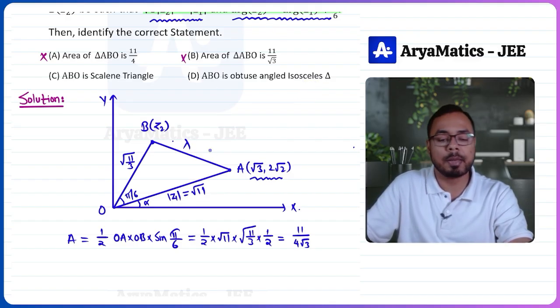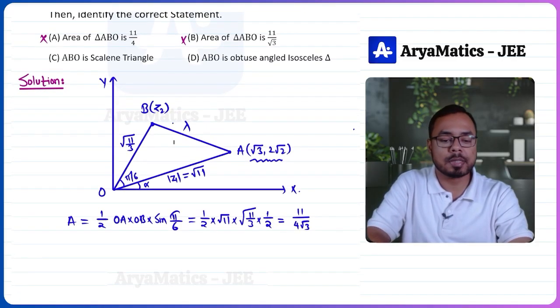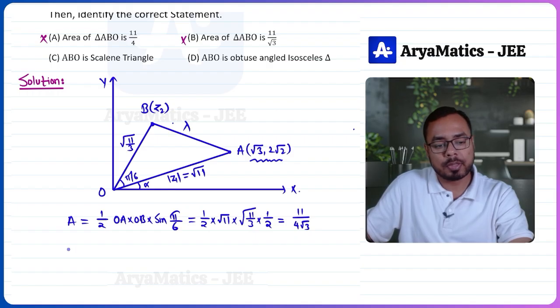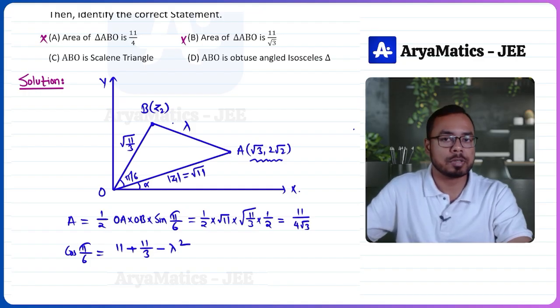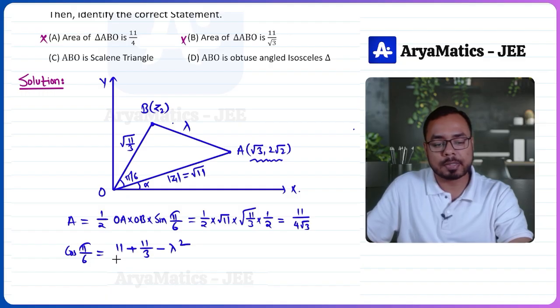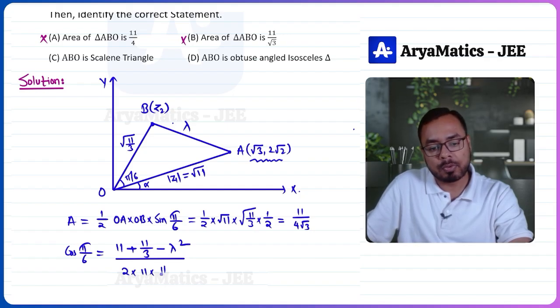So let us say this third side AB is lambda. Now in order to find this third side, we can use cosine formula. So that means cos of pi by 6, right? Cos of this angle will be OA square plus OB square minus AB square, and that divided by twice of OA into OB. OA square means 11, OB square means 11 by 3, and then minus lambda square, right? That is cosine formula, that cos of any angle is sum of square of two adjacent sides minus the opposite side, and this divided by twice of OA into OB, right?